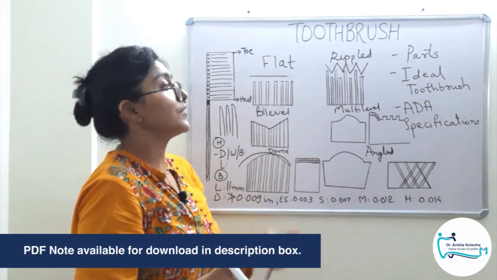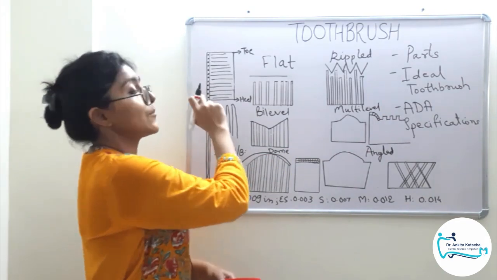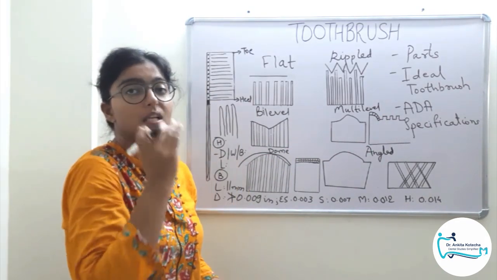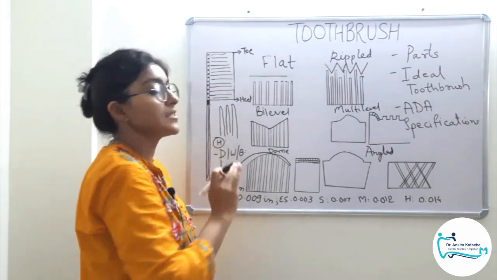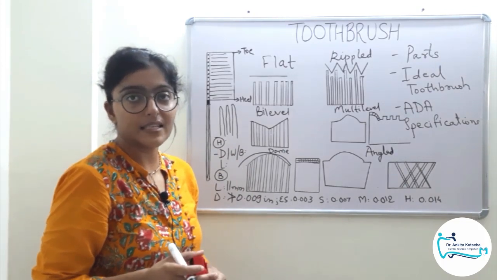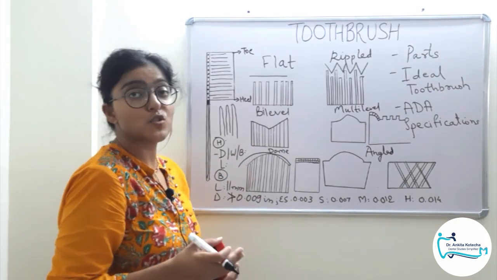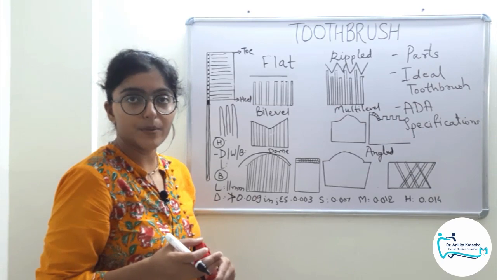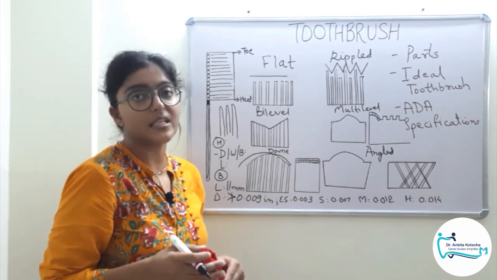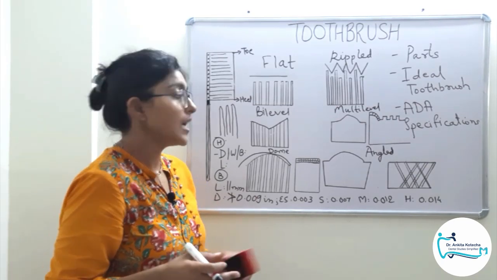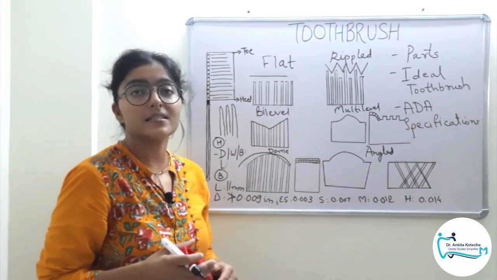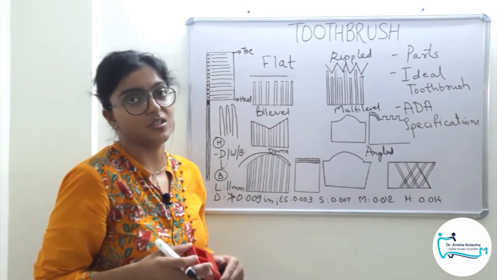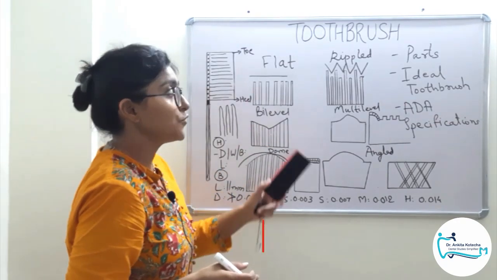And the properties of an ideal toothbrush: head size appropriate to the user's oral cavity size, handle size appropriate to user's age and dexterity, the bristles must be of soft configuration, end rounded bristles, diameter not more than 0.009 inches, and the bristle pattern must enhance the cleansing of proximal and marginal tissues. So that's all about toothbrush.